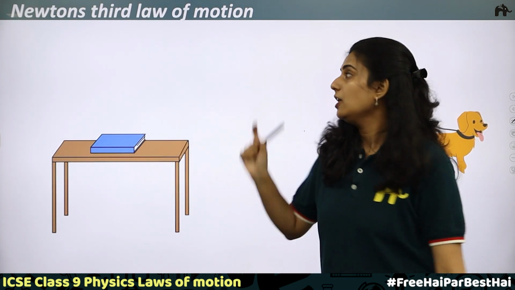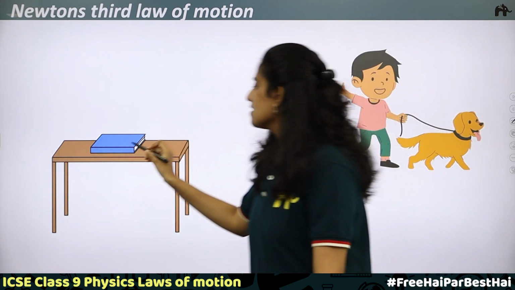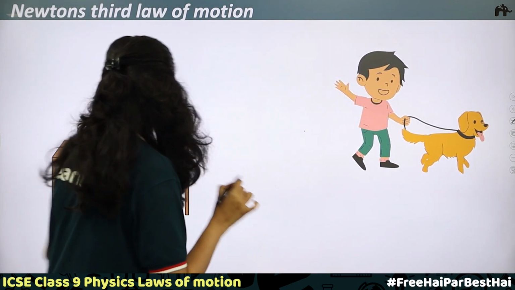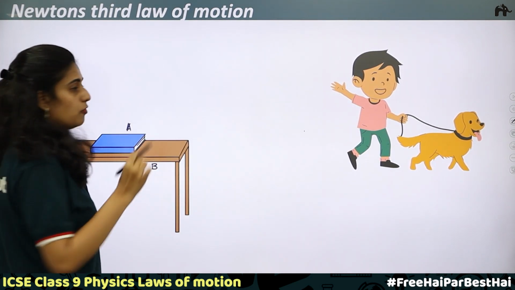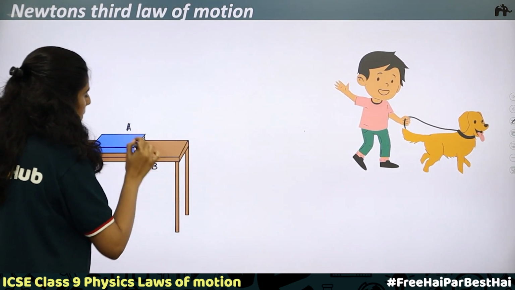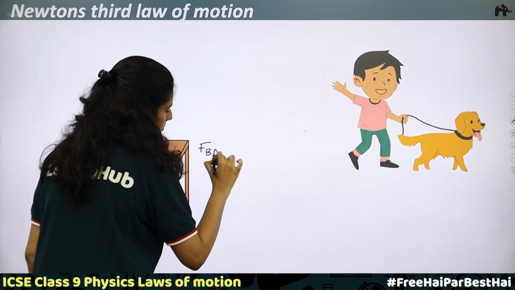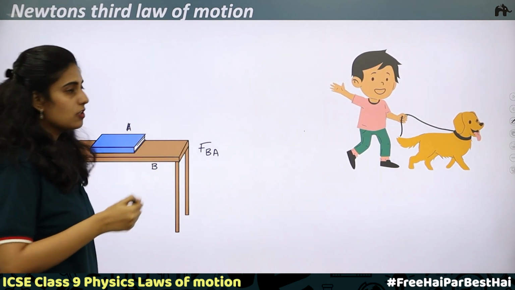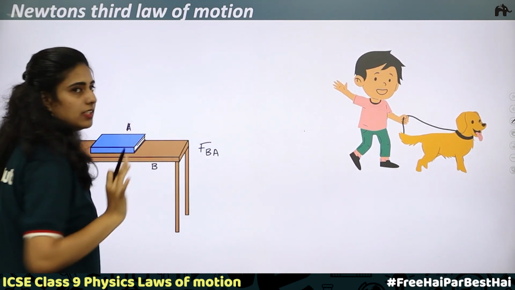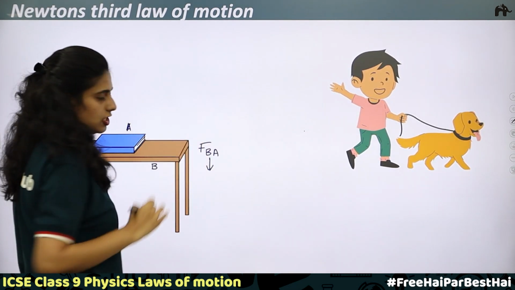So what is the statement? To every action there is an equal and opposite reaction. Here, let us say the book, we can represent the object as A and the table as B. Force is applied on B by A, which we can represent as FBA. So FBA is the weight of the book or the force applied by the book on the table. Now this is acting in the downward direction.